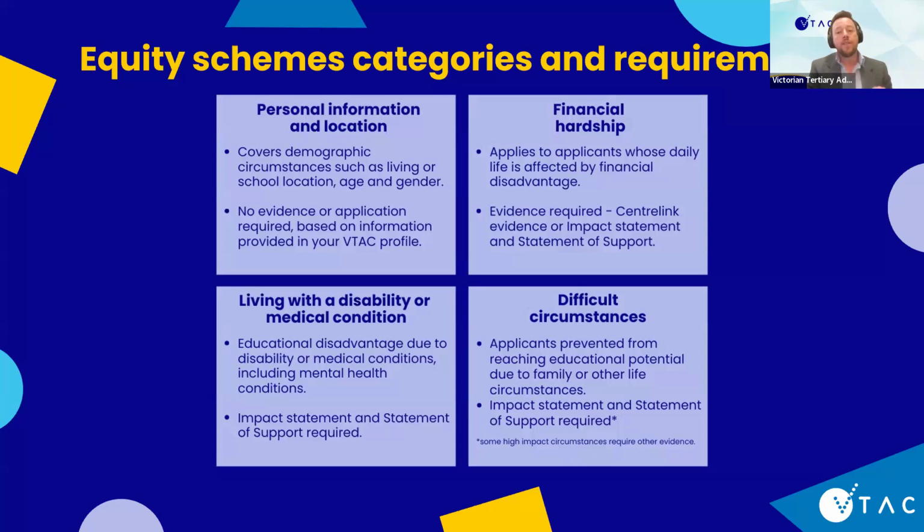If the circumstances relate to your health, physical or mental, you can apply under disability or medical condition. Then we have difficult circumstances, which is a very broad category and is anything beyond your control that has negatively impacted your education and not covered by the previous categories. Depending on the difficult circumstance, you may need to write an impact statement and provide a statement of support.